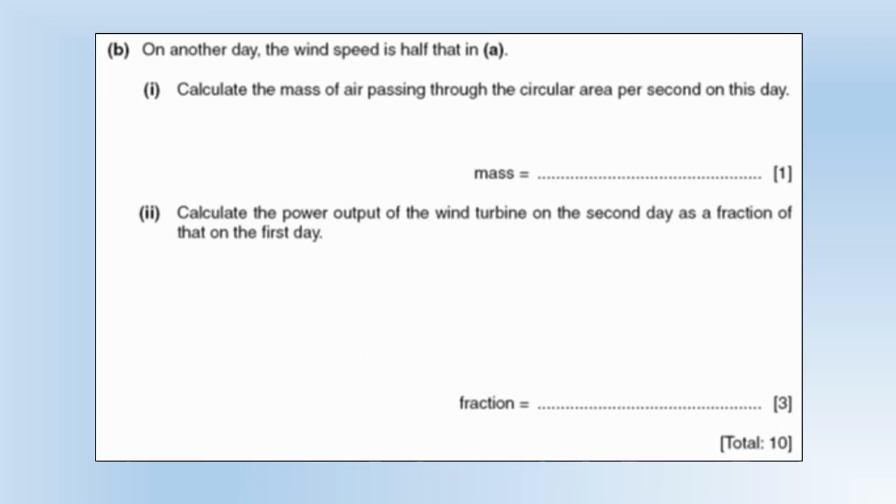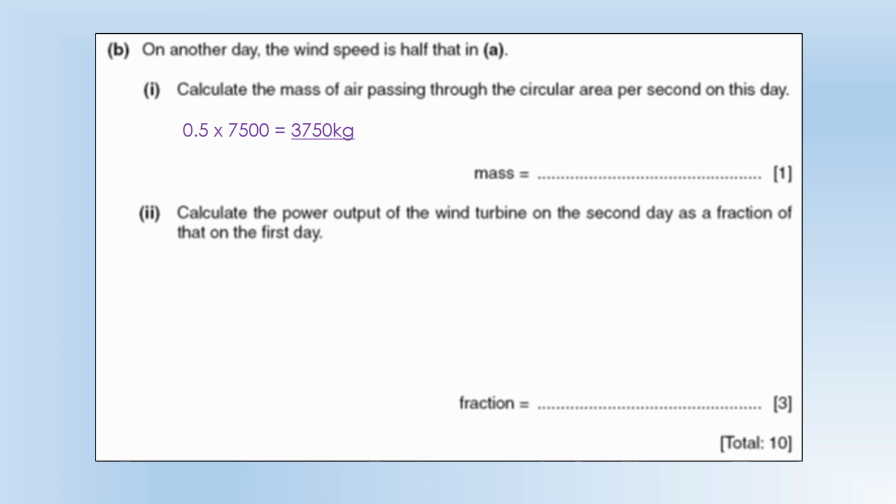On another day, the wind speed is half that in A. Calculate the mass of air passing through the circular area per second on this day. So if it's going through at half the speed, that's going to mean half the mass is going through, because the area it's passing through is the same, but half the speed would mean half the mass.